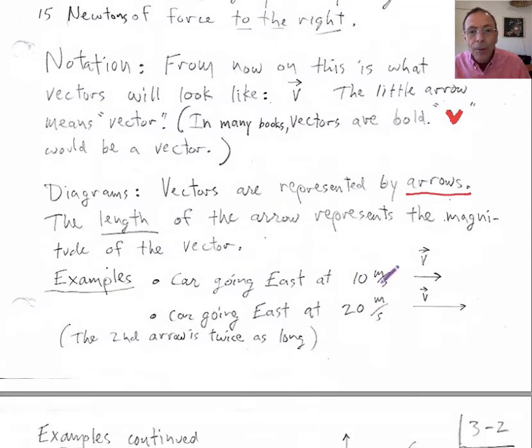For example, I could have the motion of a car going east at 10 meters per second, and that would be represented by an arrow of a certain length. When I drew these notes originally, these were exactly 10 millimeters long. So on this scale, 10 millimeters represents 10 meters per second. If the car is going twice as fast, then the vector is twice as long.